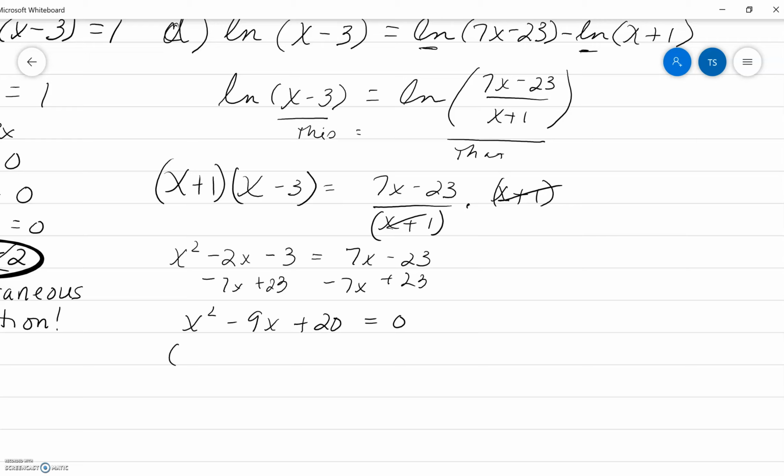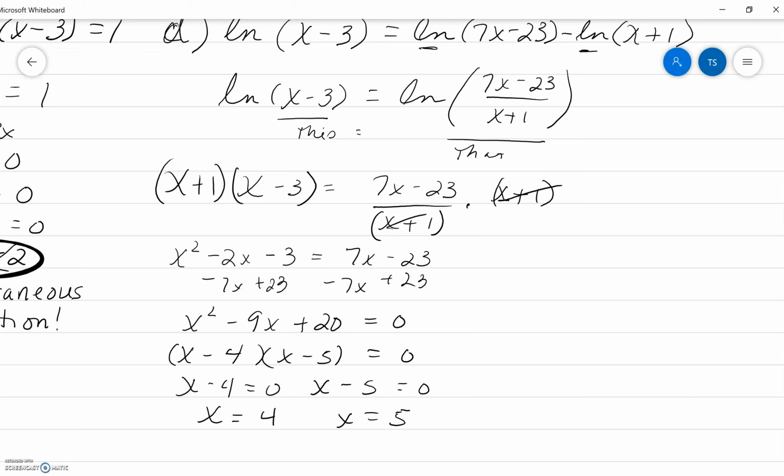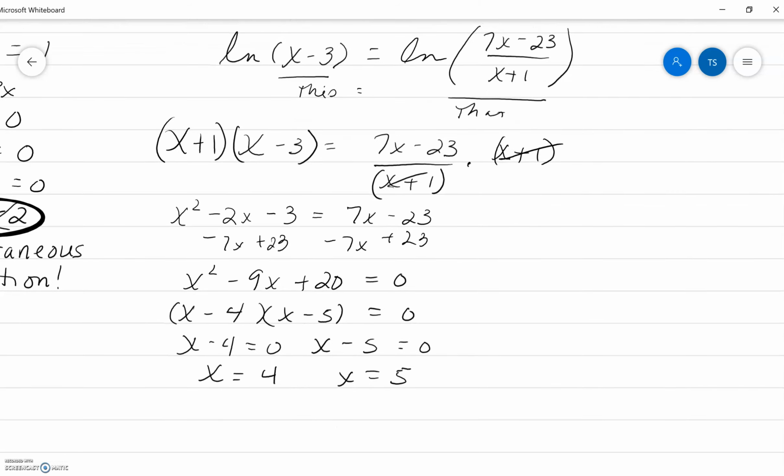My favorite F word, factor. We're going to factor to x minus 4, x minus 5. x minus 4 equals 0, x minus 5 equals 0, x equals 4, x equals 5. Both of those are positive, yay. That means they're both good solutions. So the solution set would be considered the set of 4, 5. Okay, so enjoy.